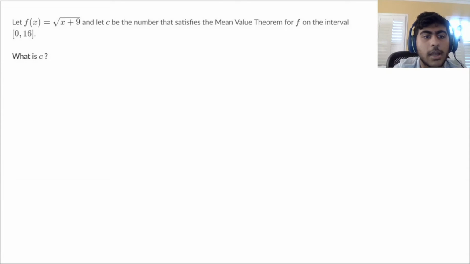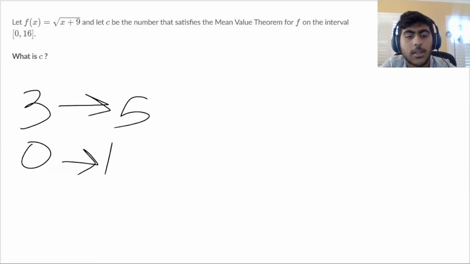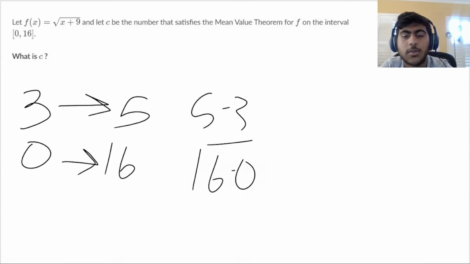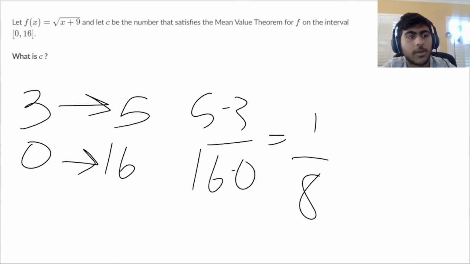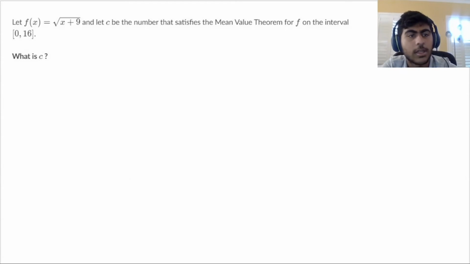Next question, let f of x equal the square root of x plus 9, and let c be the number that satisfies the mean value theorem for f on the interval 0, 16. Well, we do the same thing as last time. We simply plug in the numbers, and we get 3 and 5 for 0 and 16. So it's going to end up being 5 minus 3 over 16 minus 0, or 1/8 as the rate of change. So basically 1/8, I'm going to write that over here, 1/8.